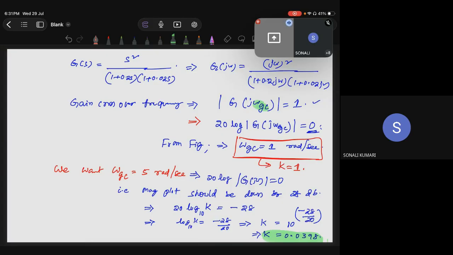So when you choose k as this much, your gain crossover frequency will become 5. Clear? This is the definition of the gain crossover frequency. Gain crossover frequency is the frequency at which the magnitude will become 1. Magnitude becoming 1 means the 20 log magnitude will become 0, because 20 log 1 is 0. Is this clear? Any doubts?